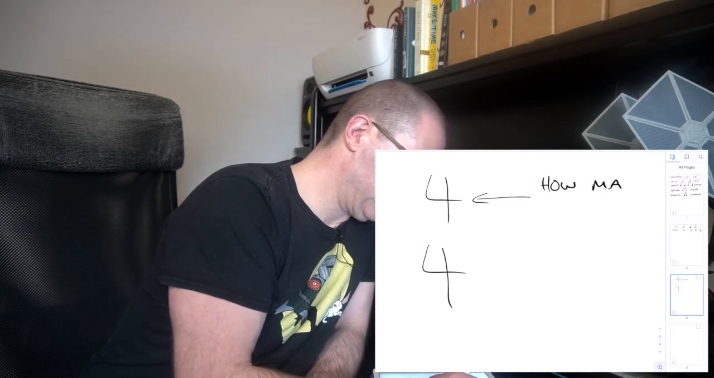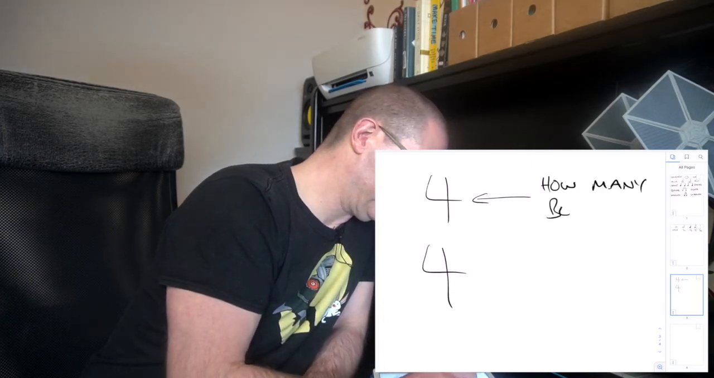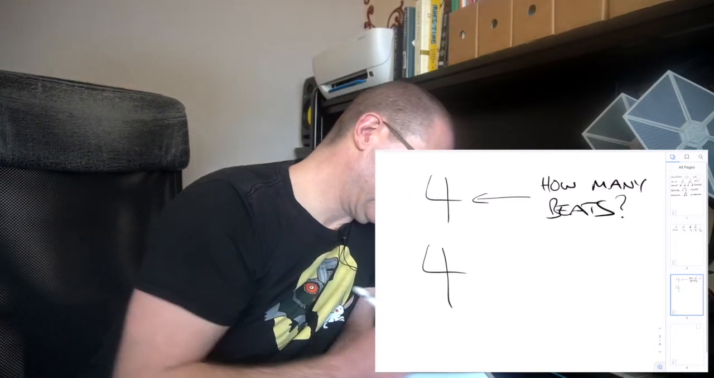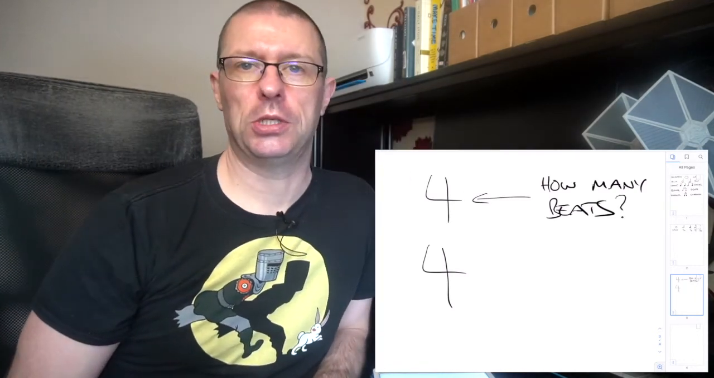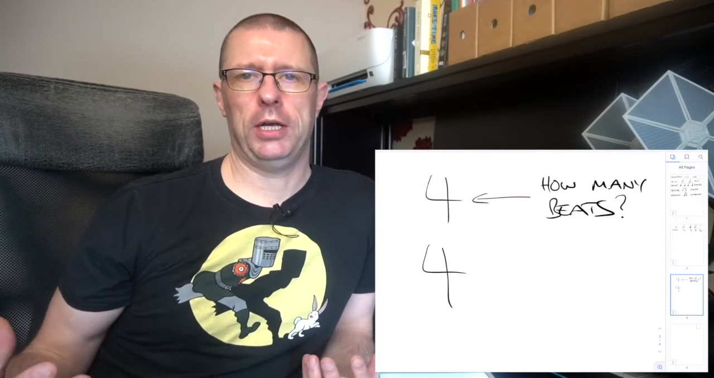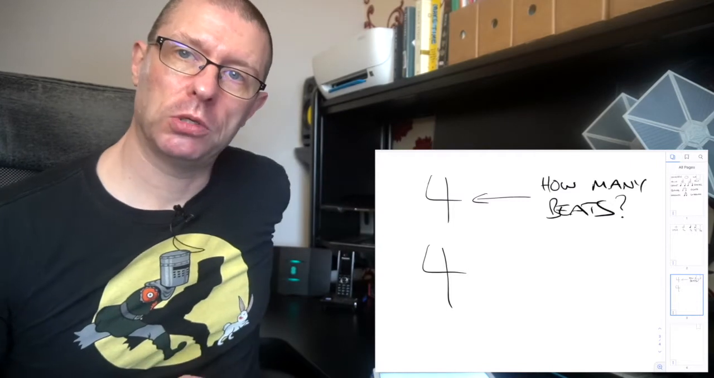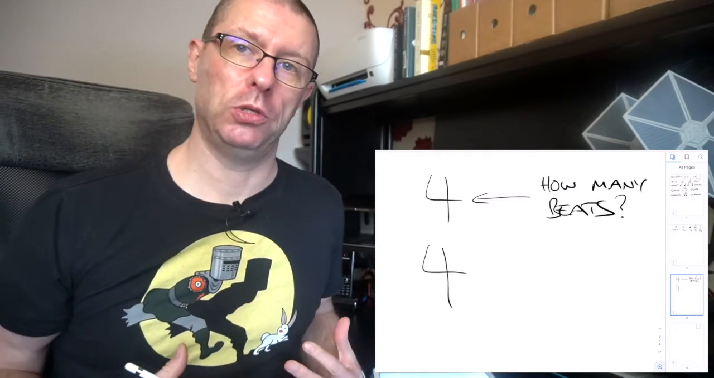So how many beats? Of course, obviously in this time signature there's 4 beats in the bar, but the question is, what is 1 beat worth? Now that can change depending on what the bottom number is. Again, 4 is the most common one that you'll see at the start.